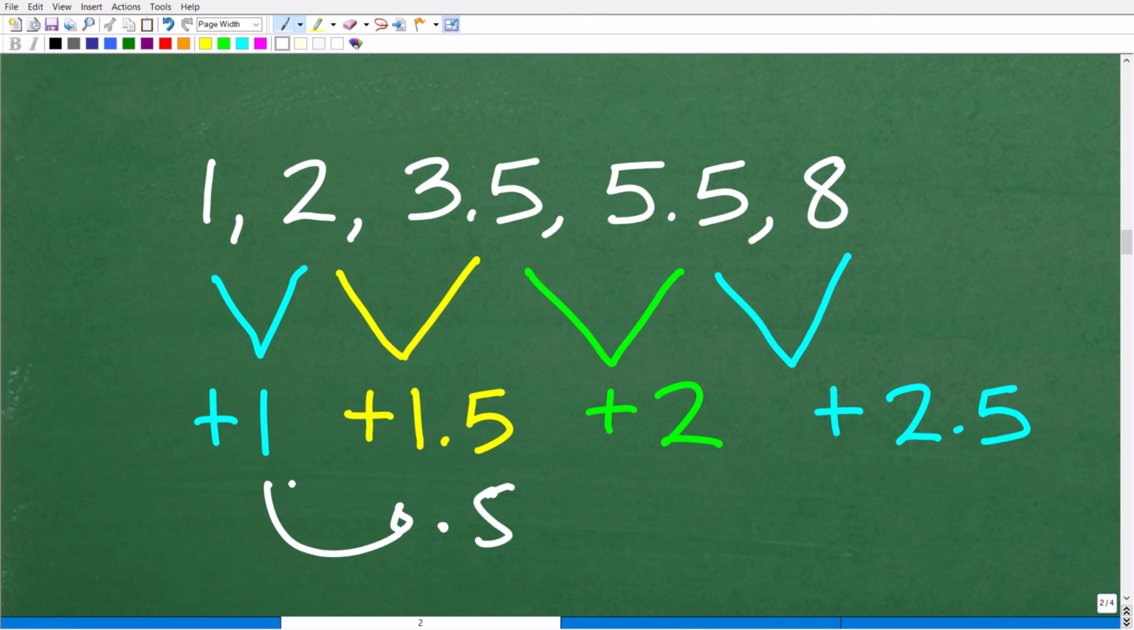So 1 to 1.5, we added a 0.5. If we add a 0.5 to 1.5, we're going to get to 2. And then if we add a 0.5 to 2, we're going to get to 2.5. So yes, indeed, we found a pattern that is working between these terms in this pattern.